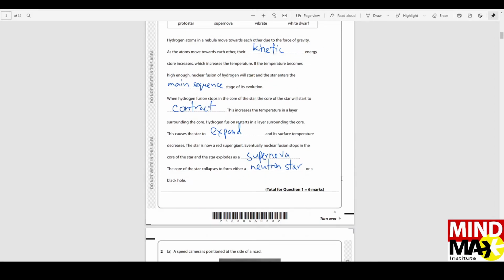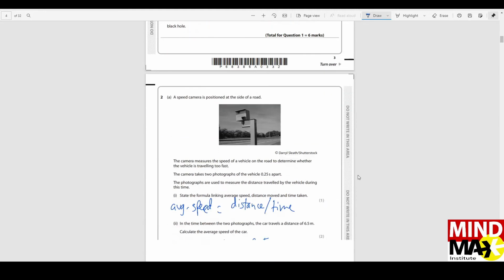So then eventually nuclear fusion stops in the core of the star, and the star explodes as a supernova. So that's the life cycle of a star which is much larger than the sun. As you can see, it's a red supergiant, and if it's a red supergiant, it's going to have a supernova explosion, and then it can either become a neutron star or a black hole. So then we move on to the next one.